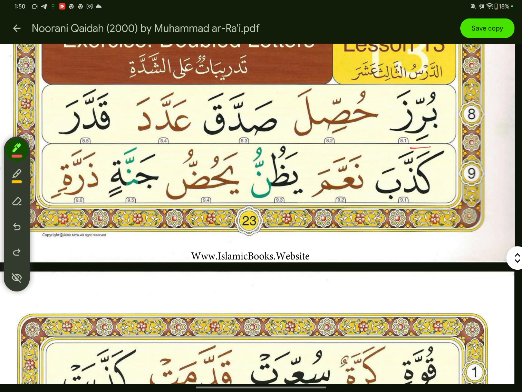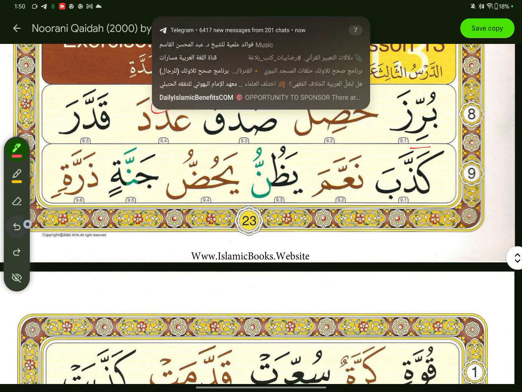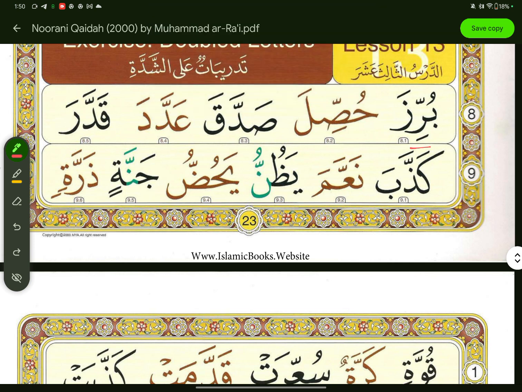Right? So, and then you're going to join to the dal. Ad. And then you're going to say adda because of the fatha. Adda. Addada. Right? Simple as that. Last one. Qaf, fatha, qa, dal, fatha, da, with a shadda, qadda, and then ra. Qaddara. Simple as that. It's not hard.